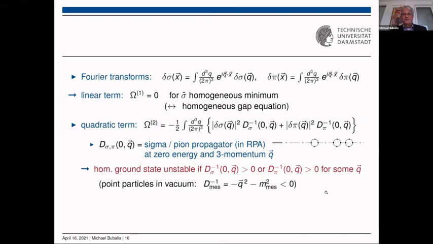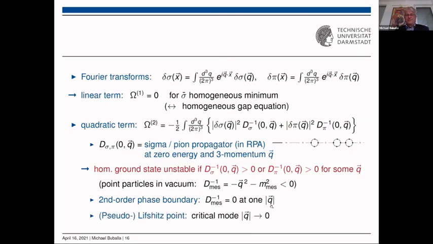And the second order phase boundary is then given by those combinations of mu and T where the inverse propagator, or one of them, just touches the zero line at some value of q, and the value of q is then exactly the critical mode. And the Lifshitz point or pseudo Lifshitz point is then given by the point where this q goes to zero.